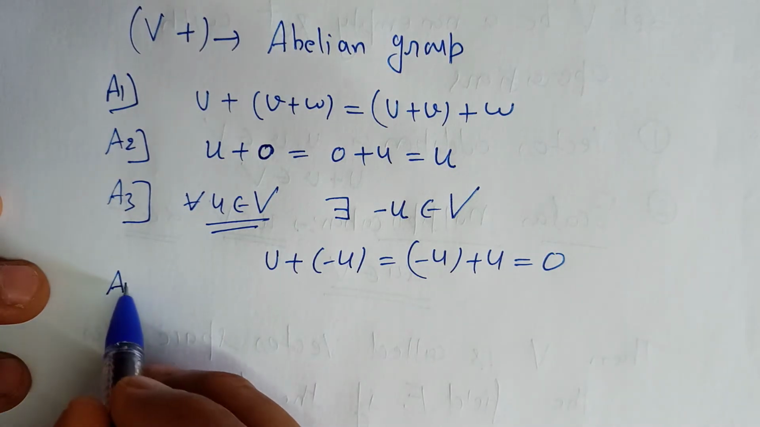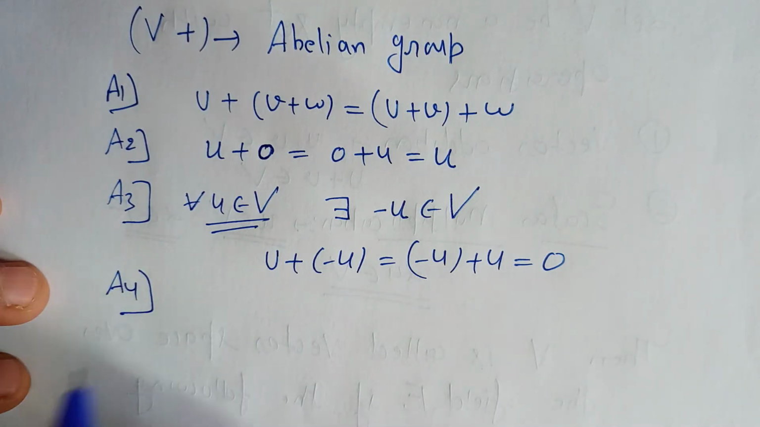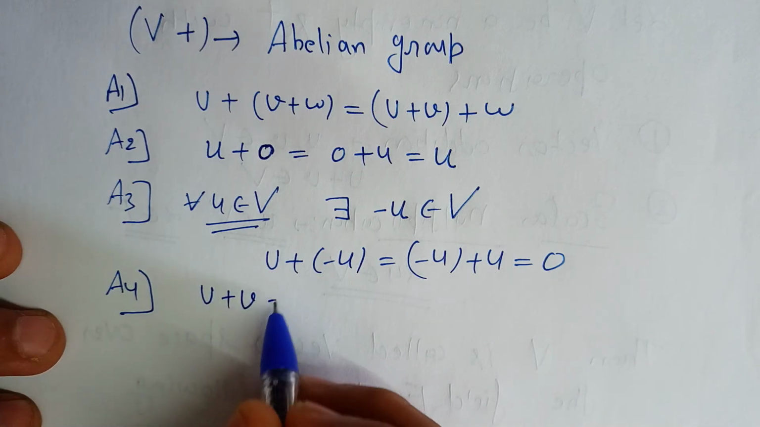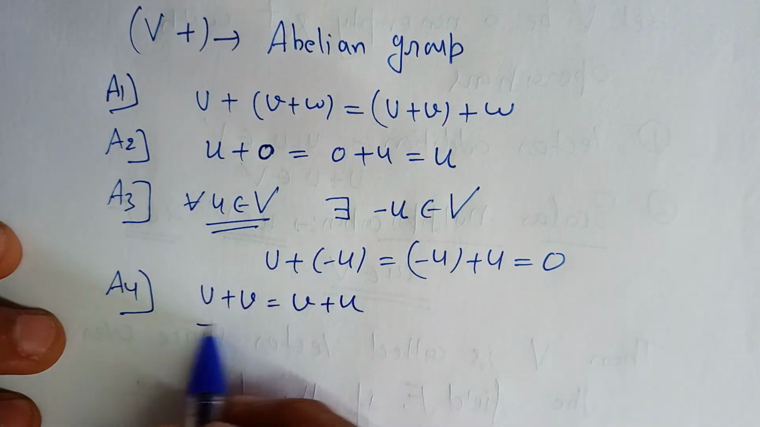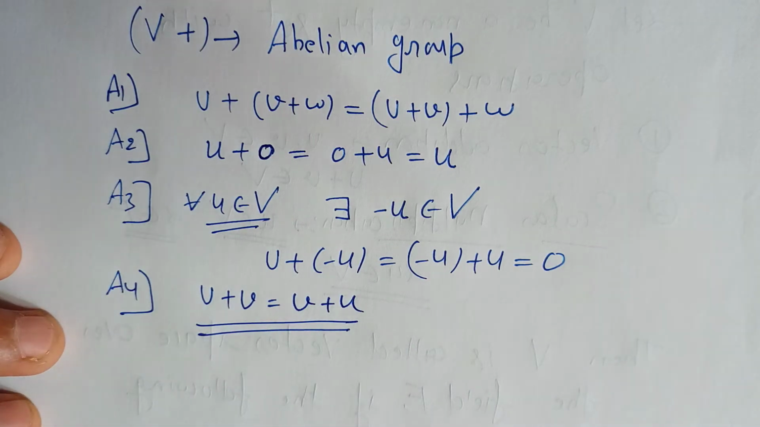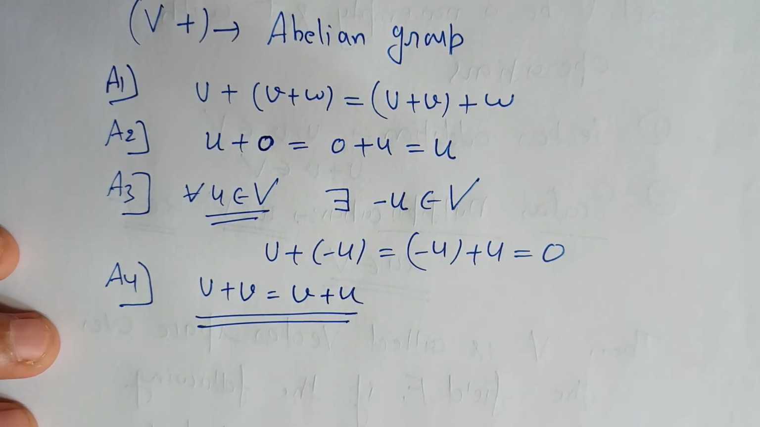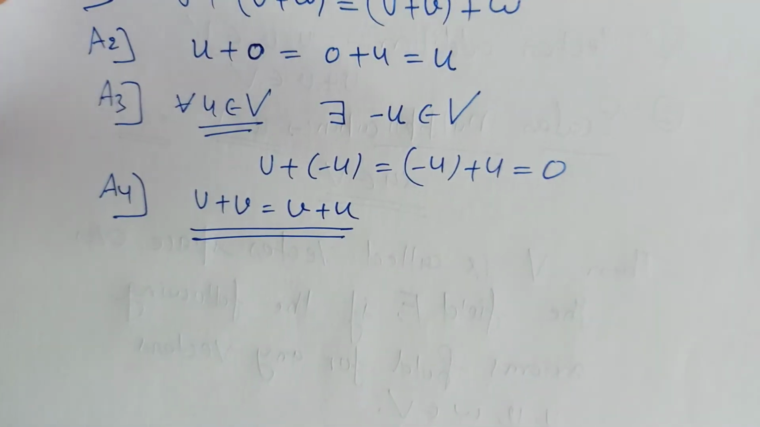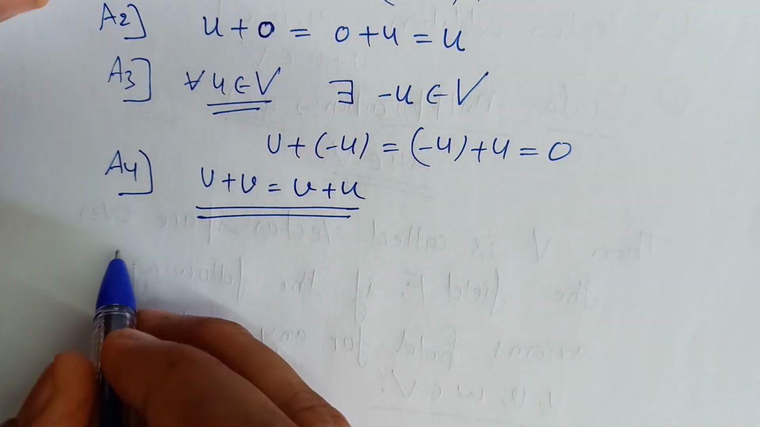And the last property, A4, we have the commutative law. It means u + v equal to v + u. So this is your commutative law. So this is (V, +) forms the abelian group. These are the four properties. And next, let us see what properties we need for multiplication.